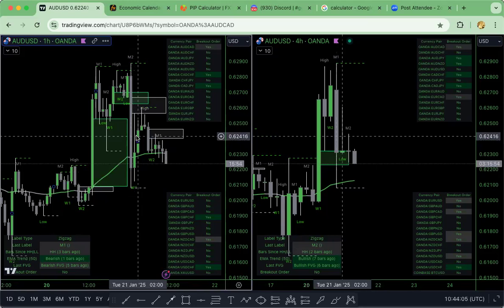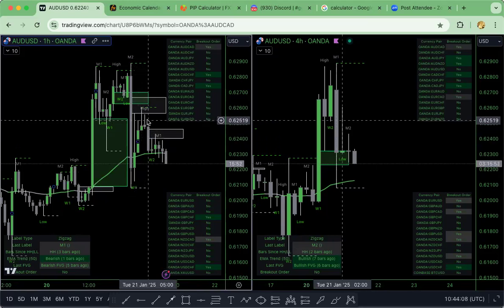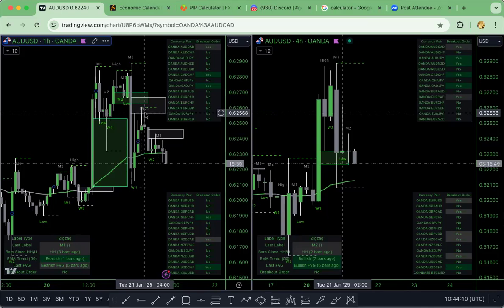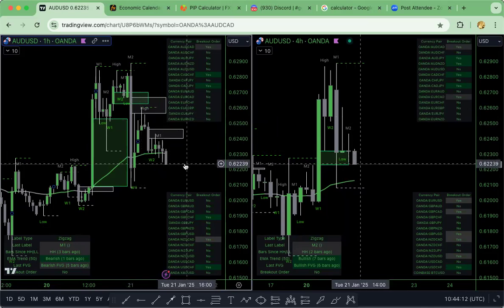But as soon as that breakout order happened, where's the FVG? The 1 hour FVG was here. Price action came back to it, and then we're starting to see a slow sell. Literally.